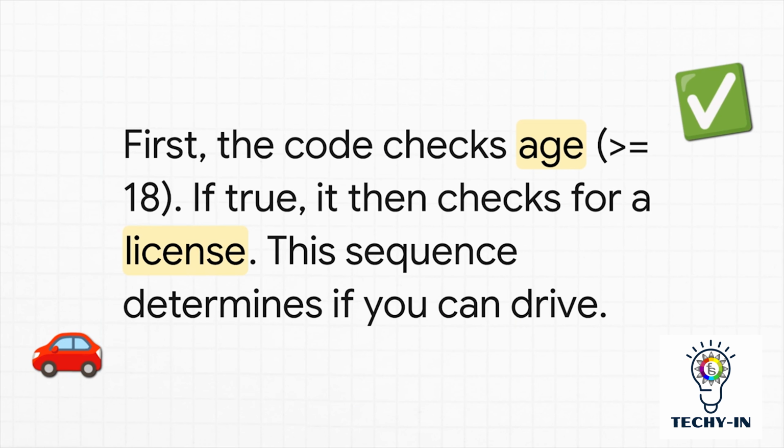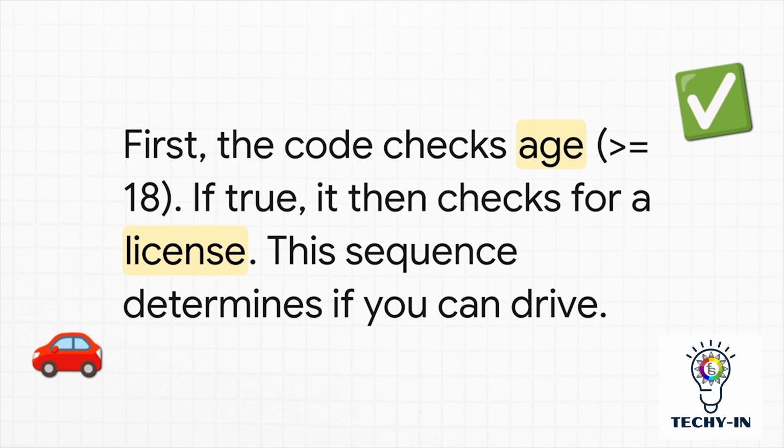Okay, let's take a look at this classic can-you-drive check. See the structure here? That outer if age greater than 18? Think of that as the first gatekeeper. If that condition isn't met, our program doesn't even bother to look at the code indented inside of it. But if it is met, then we get to the inner check, if has license. This creates a dependency. The license check only happens because the age check passed first.